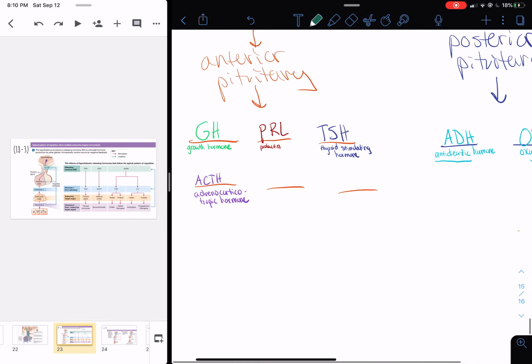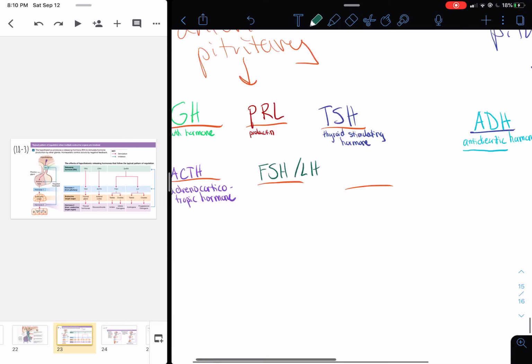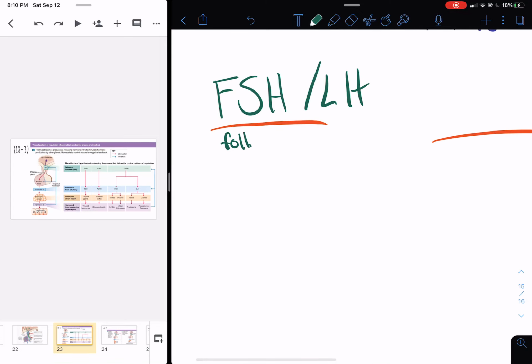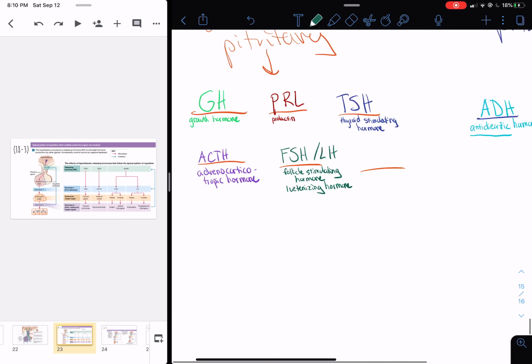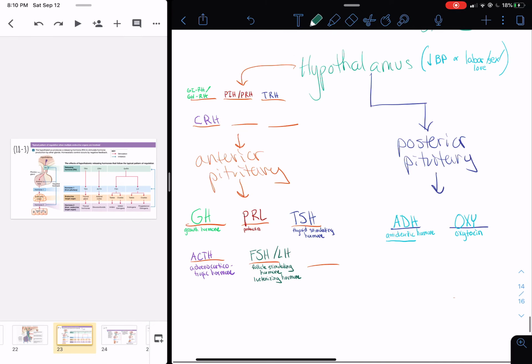Okay, the next one is FSH and LH. And FSH is follicle stimulating hormone. And the other one is luteinizing hormone. And these will be released by the anterior pituitary to go to the gonads to promote follicular development, so either the spermatocytes or the oogonia, so sperm and egg.